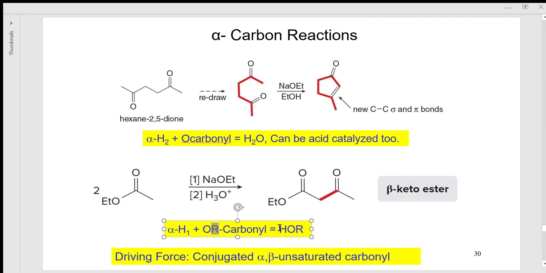So we form an alcohol molecule and a new sigma bond between the alpha carbon and the carbonyl carbon from another ester molecule. Again, this is a condensation reaction. I hope you know the full mechanism, but I'll also share the secret here to quickly know what the final products are.